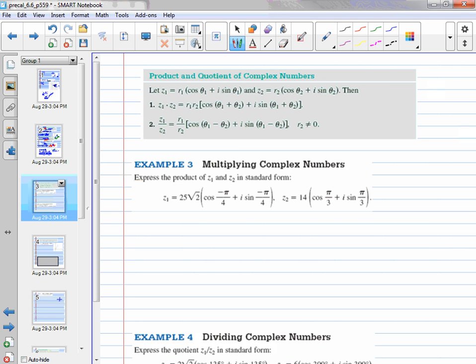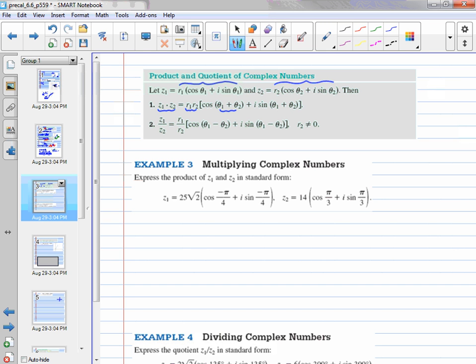So how do we take the product and quotient of complex numbers when they are in trig form? How do I multiply them? How do I divide them? So they're saying, all right, z sub 1, one complex number here, z sub 2, second complex number is here, then how do I find the product of those two? Well, it happens to be very easy. I just multiply the moduli, the radii, together, and I add the angles together.